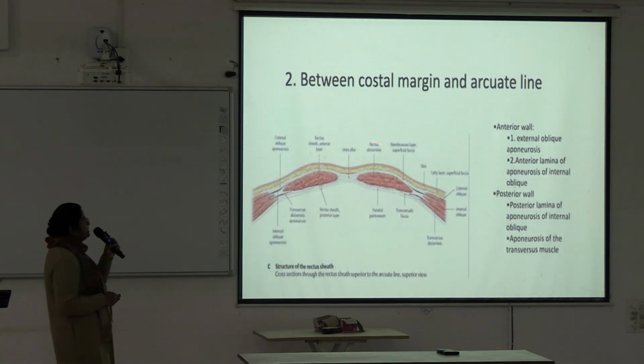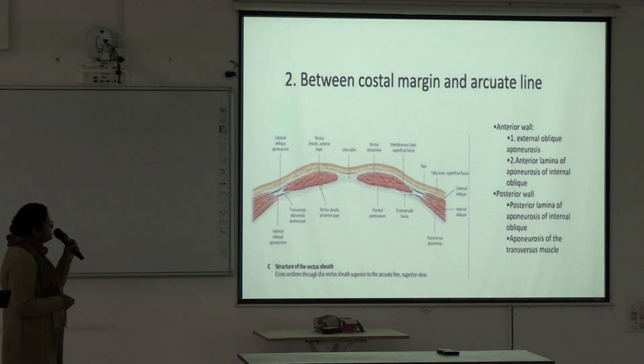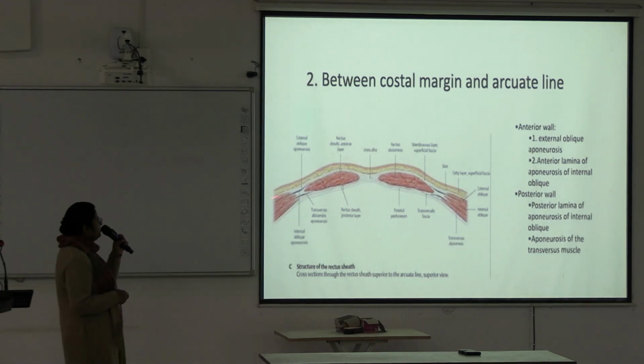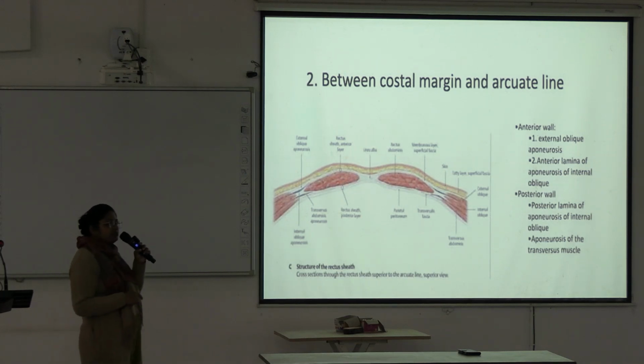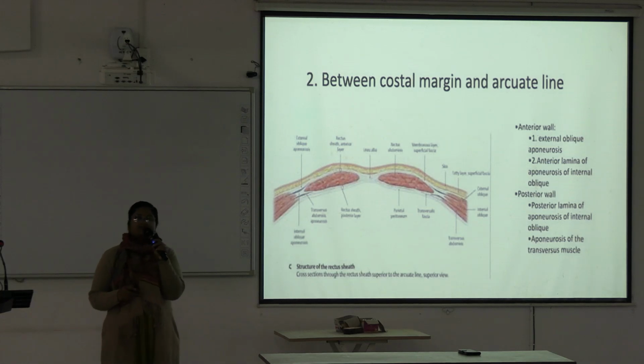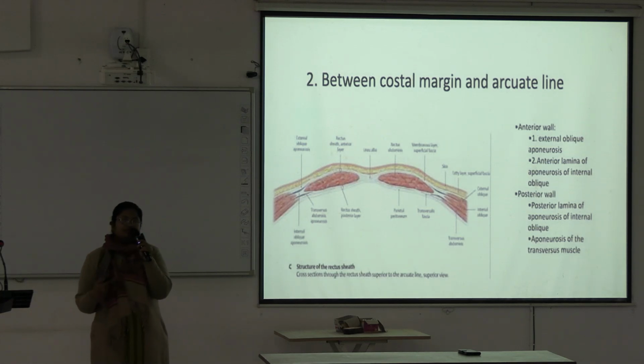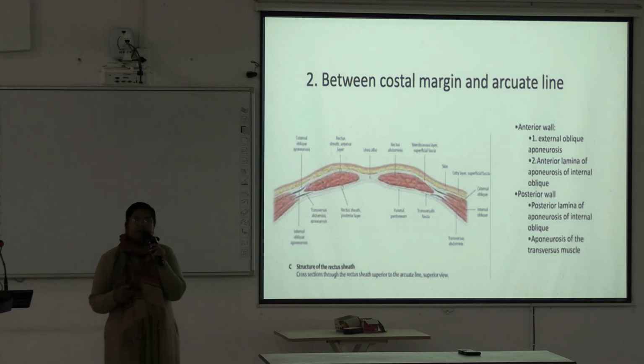Next, between the costal margin and arcuate line, this is the formation. The external oblique; the internal oblique divides into two laminae, one passes anteriorly, one passes posteriorly. And the third muscle, transversus abdominis, passes posteriorly. Okay, and in the midline all the aponeuroses fuse with each other and decussate. The fibers decussate to form a midline structure, which is known as the linea alba.